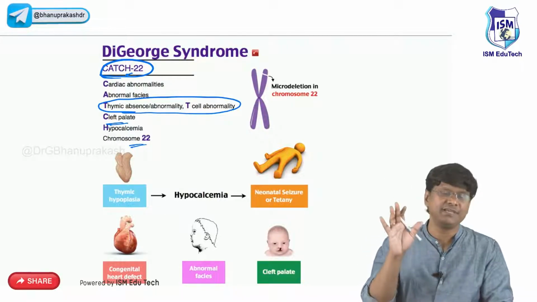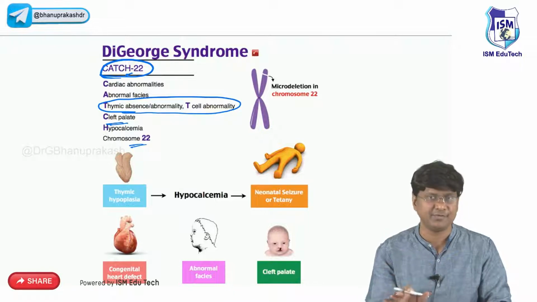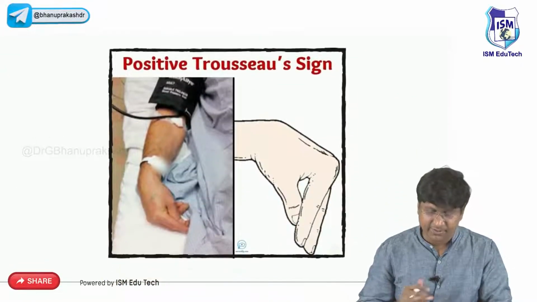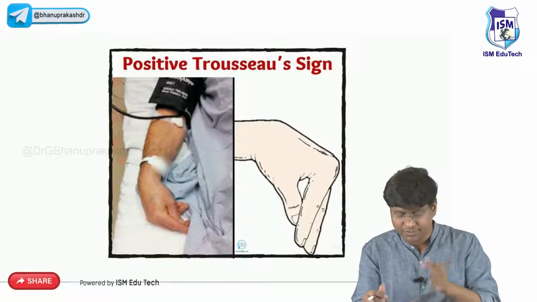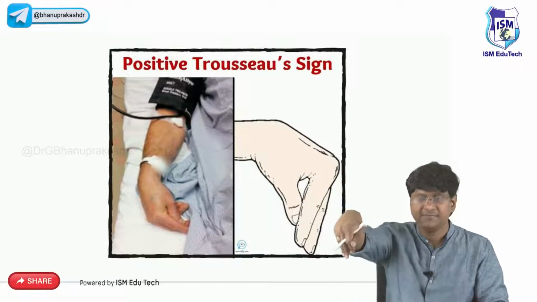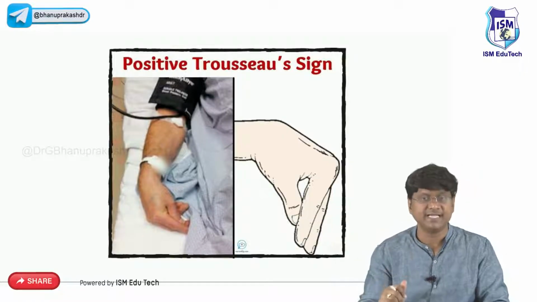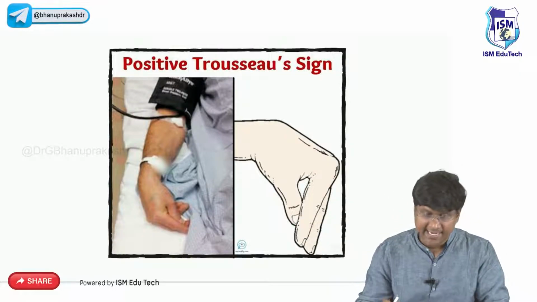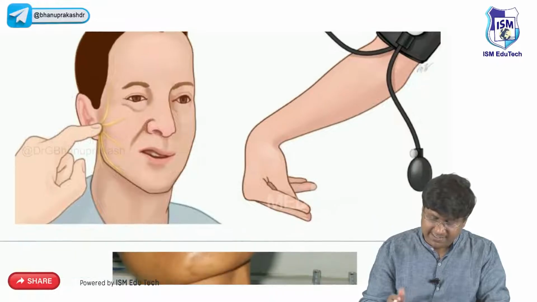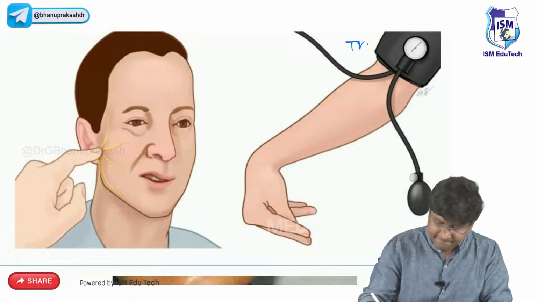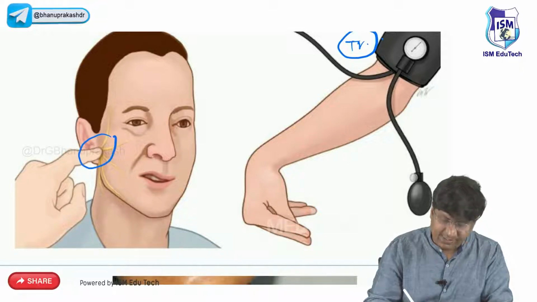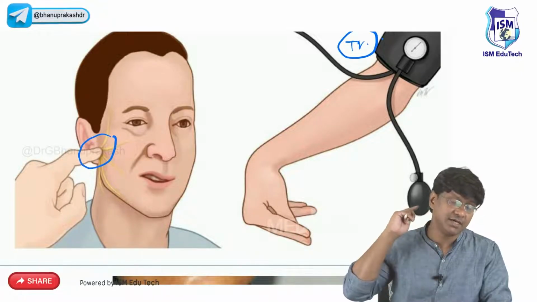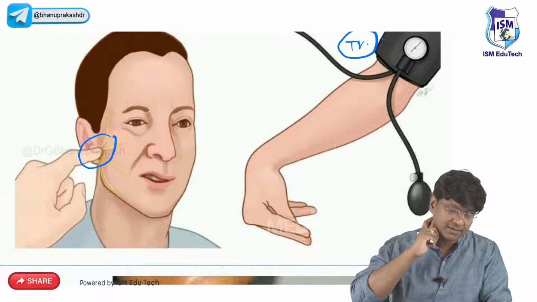Now, there are some important signs in patients with hypoparathyroidism. Number one, Trousseau's sign. You inflate the BP cuff. Within 1 to 2 minutes, you will observe that there is carpopedal spasm, and that we call Trousseau's sign. And what are the other signs? Now, can anyone tell me what exactly is this? When you tap the facial nerve at the angle of the mandible.